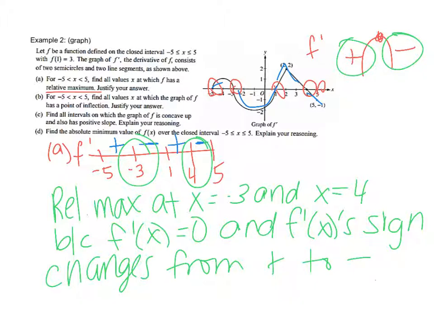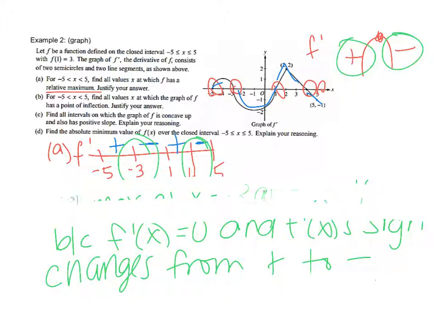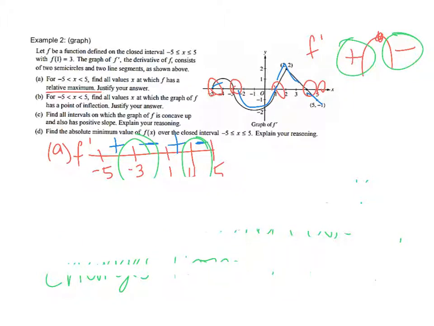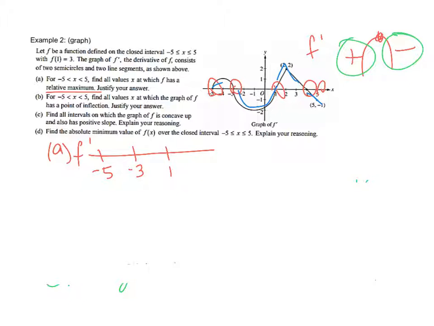Okay, so first you have to say that it's a critical point, and then you could say that the sign changes from positive to negative, therefore it's a relative maximum. Justified, full credit. Now let's take a look at part B. I'm going to erase this, so if you need it, go back on the video.